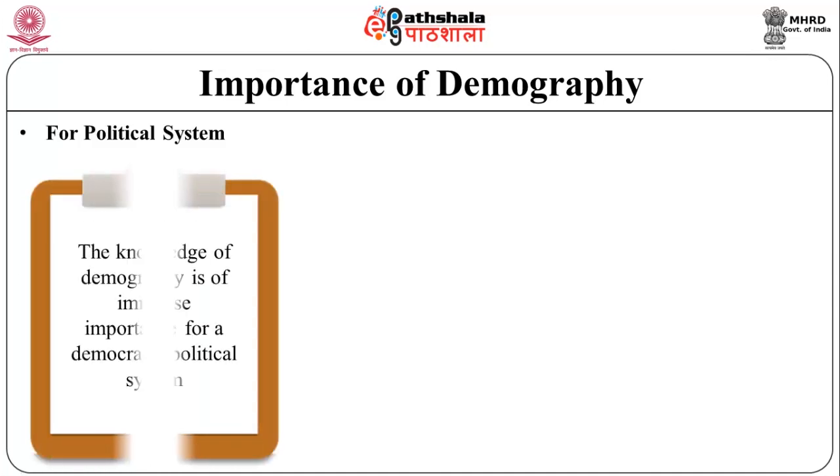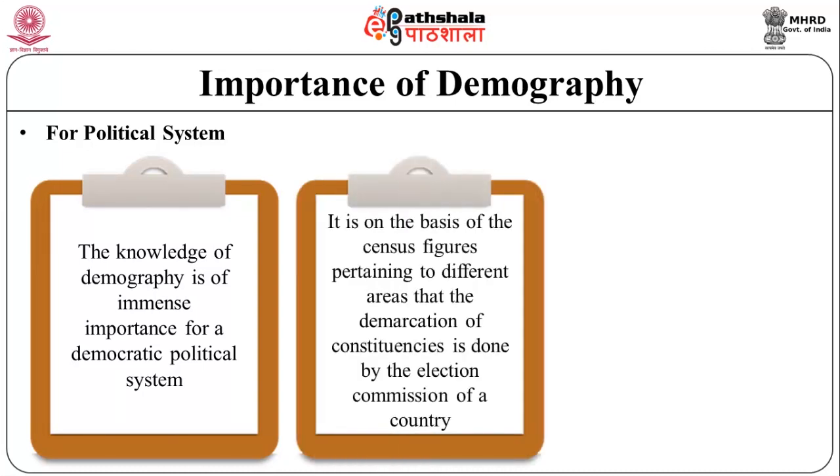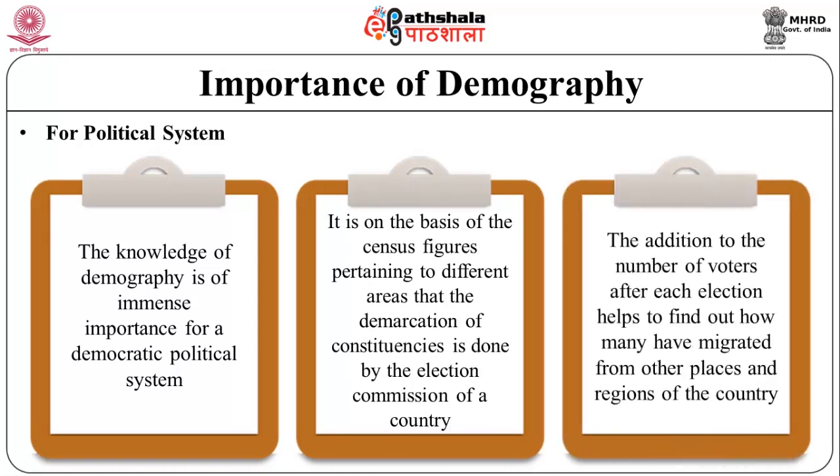Next is for political system. The knowledge of demography is of immense importance for a democratic political system. It is on the basis of the census figures pertaining to different areas that the demarcation of constituencies is done by the election commission of a country. The addition to the number of voters after each election helps to find out how many have migrated from other places and regions of the country.